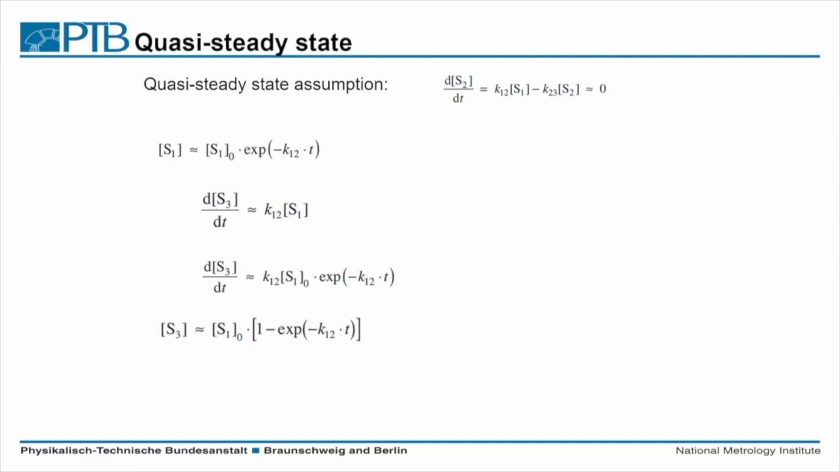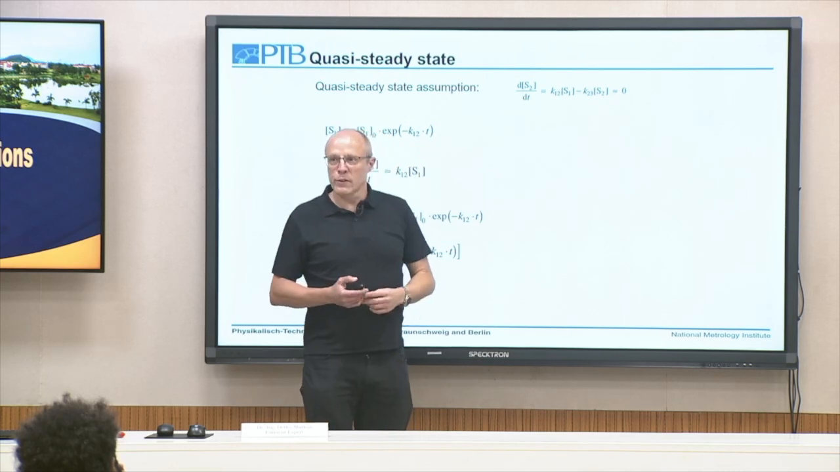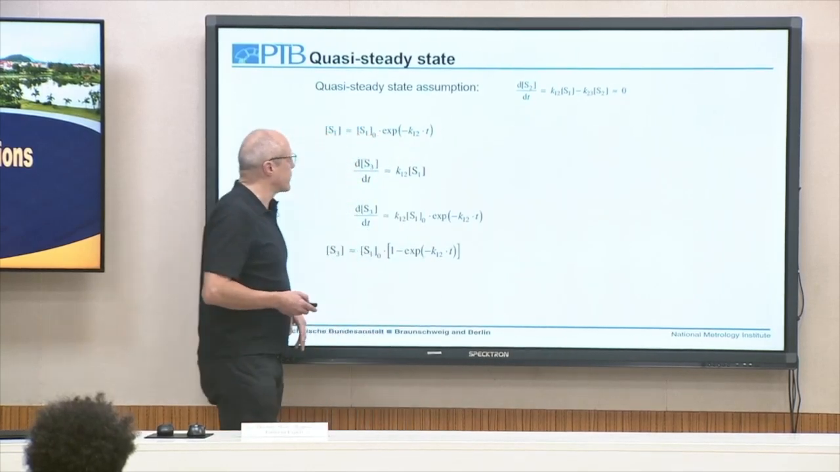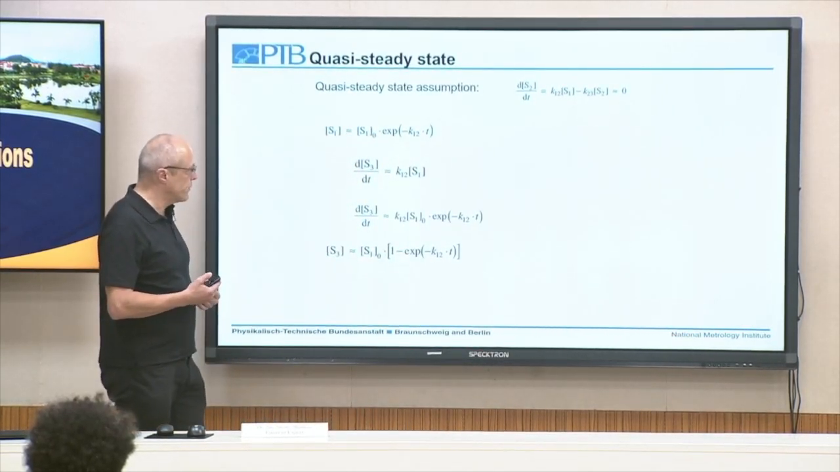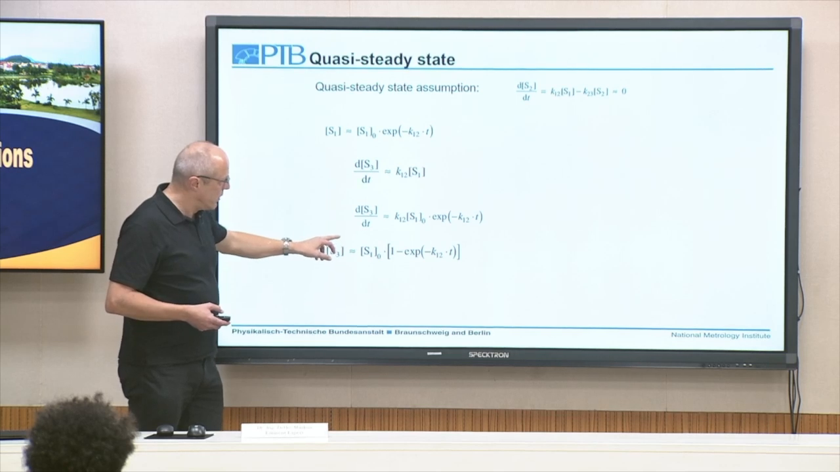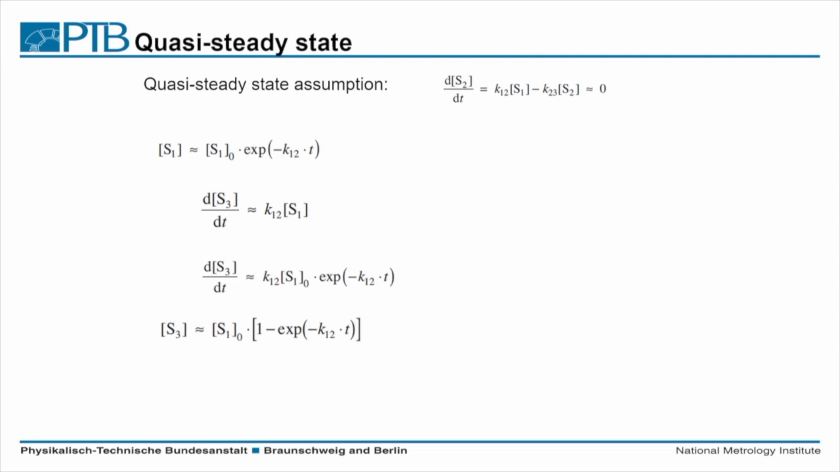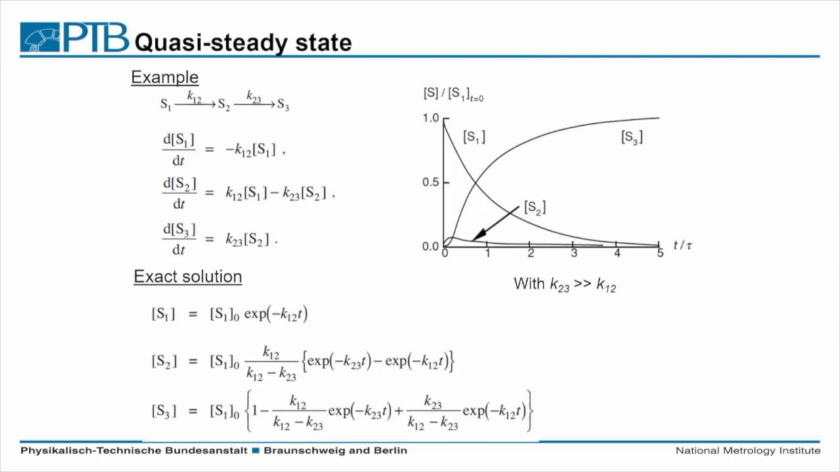quasi-steady state assumption. So the temporal change of S2 with respect to time is nearly 0, because the second reaction rate is much faster. And then with some simple steps, finally the concentration of species 3 at a given time depends only on the initial concentration of species 1 at the beginning. So this is of course much simpler than this term here.